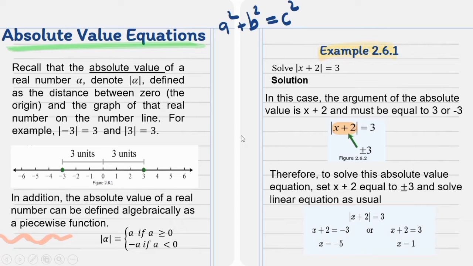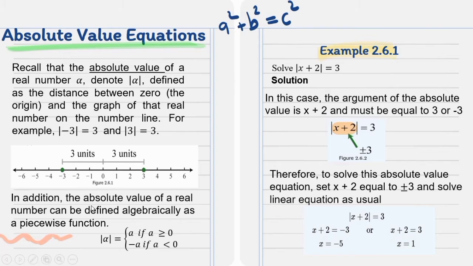Recall that the absolute value of a real number A, noted absolute value of A, is defined as the distance between 0, the origin, and the graph of the real number on the number line. For example, absolute value of -3 equals 3 and absolute value of 3 equals 3. Take a look at that line. The absolute value has the same distance whether it is -3 or +3; the distance is still 3.